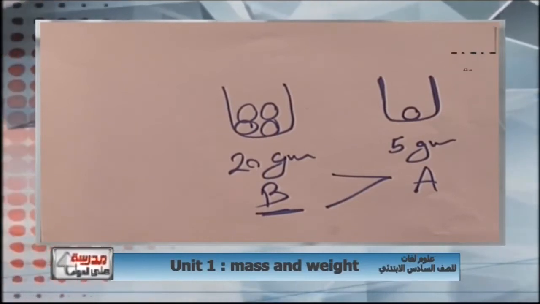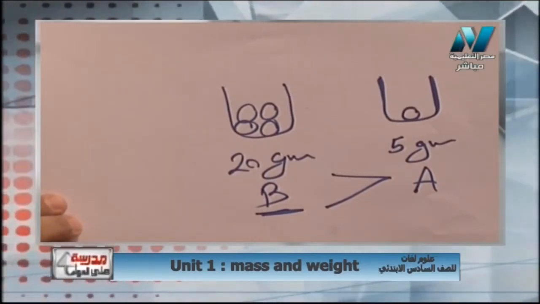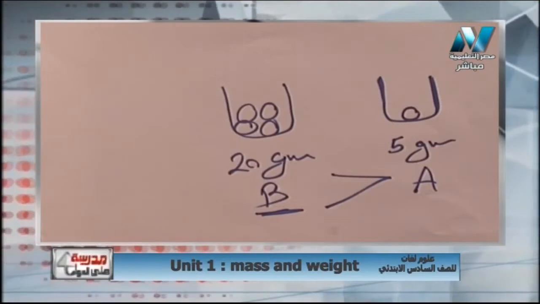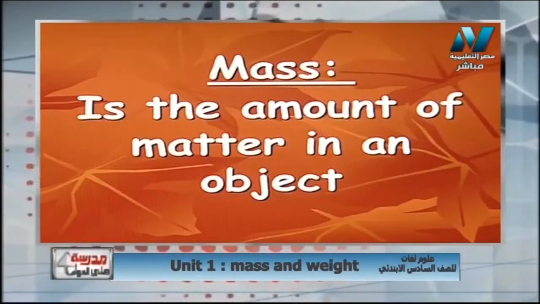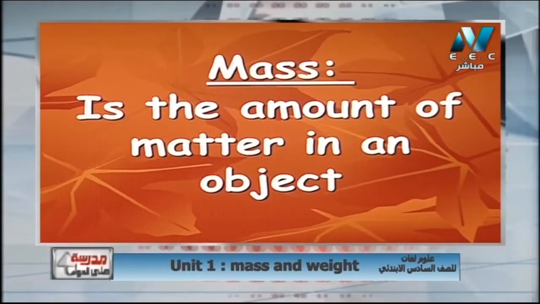يبقى تاني ايه هو definition of mass؟ What's meant by mass? Mass is the amount of matter in an object. الماس هي كمية المادة اللي موجودة في الشيء.